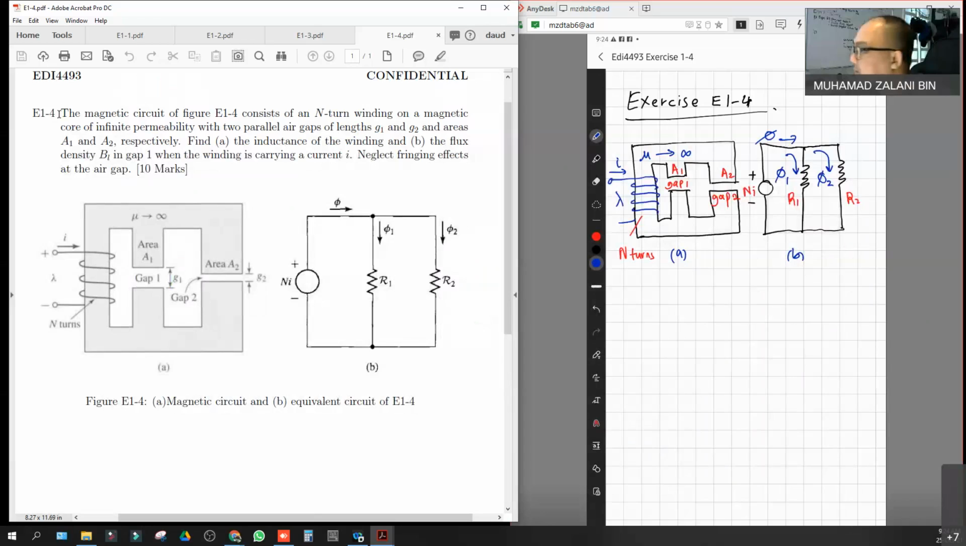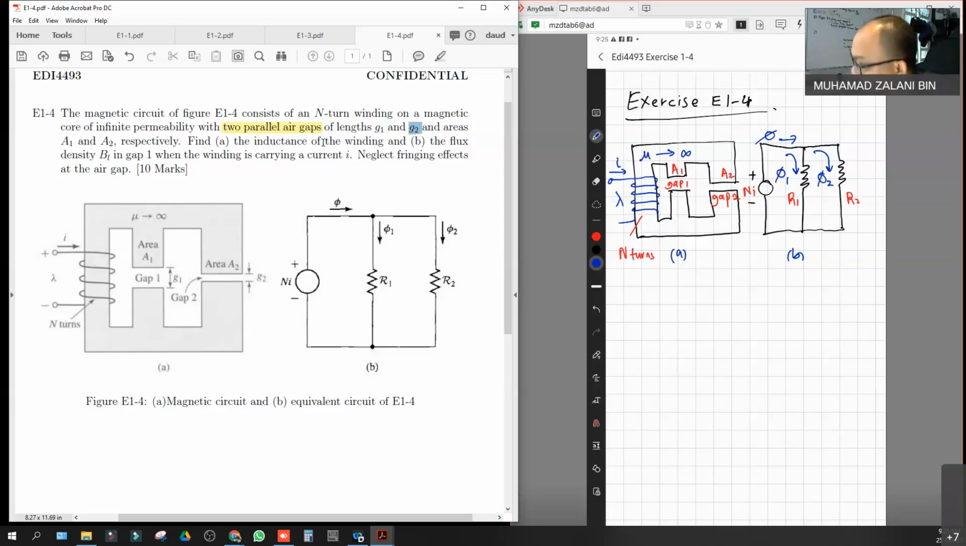Okay, this is the third one in this session, which is question E1-4. The magnetic circuit of figure E1-4 consists of N turns winding on a magnetic core of infinite permeability with two parallel air gaps of lengths G1 and G2 and areas A1 and A2 respectively. Find the inductance of the winding.